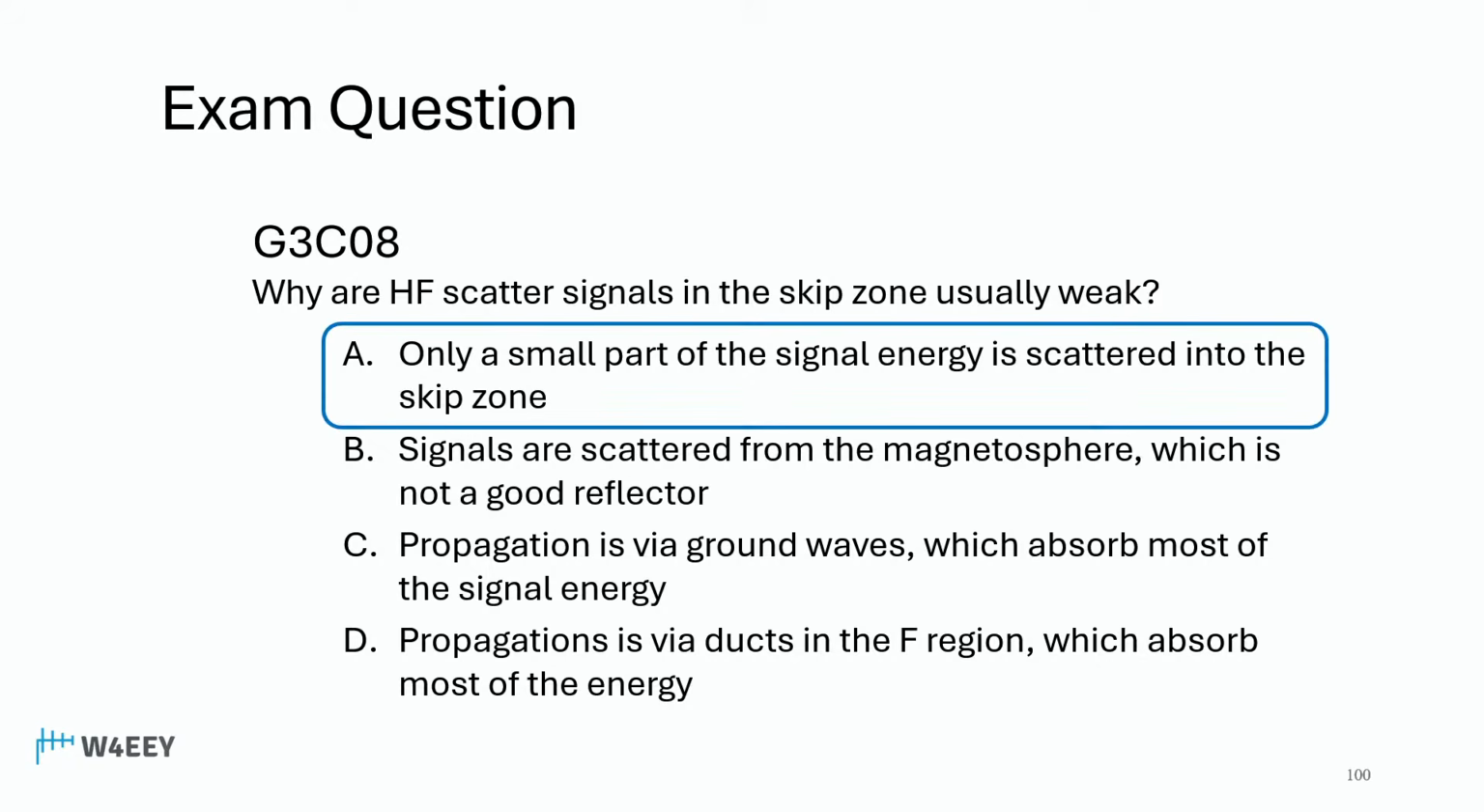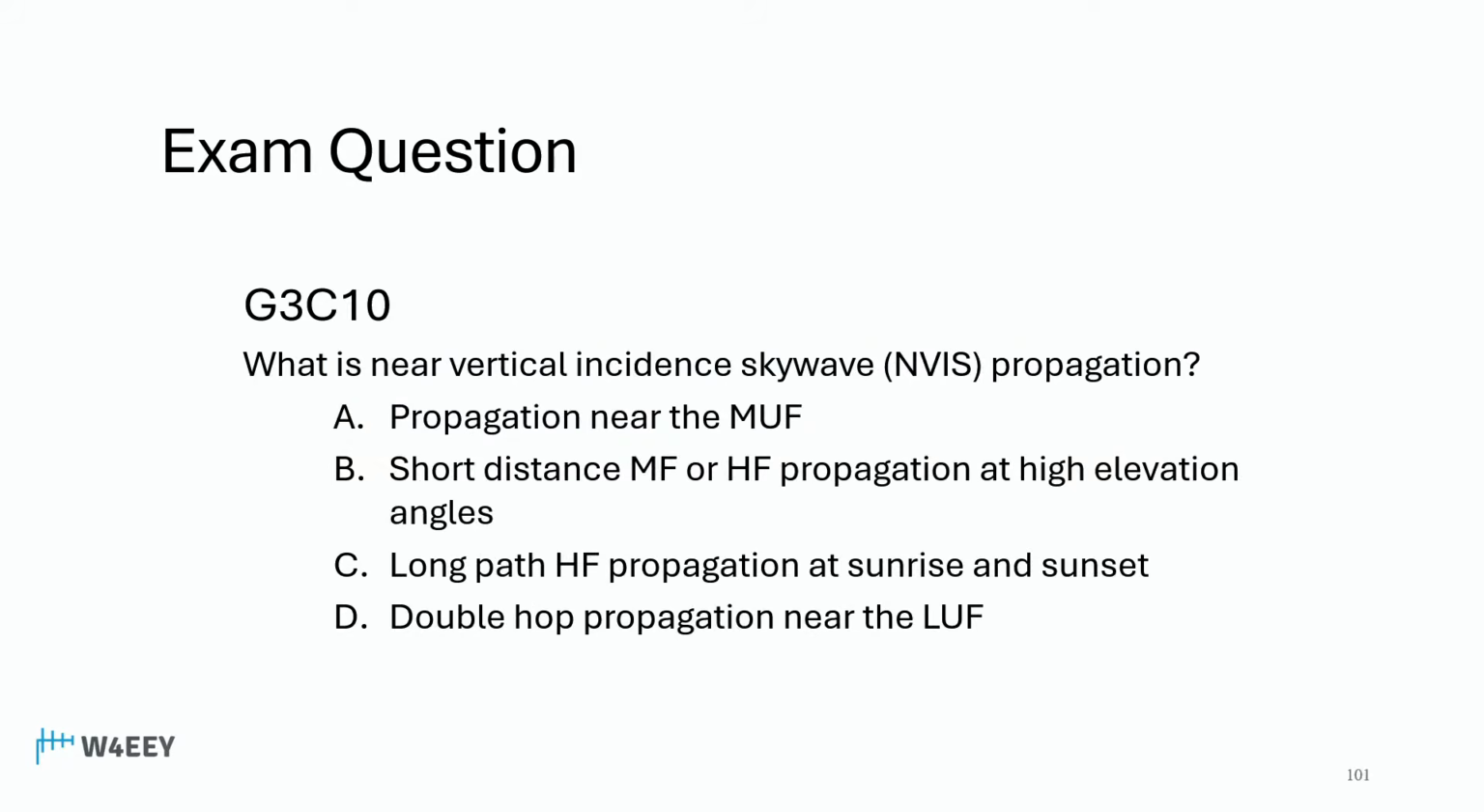Alpha. It is alpha. Only a small part of the signal energy is scattered into the skip zone. Most of it goes direct. What is near vertical incident skywave propagation?